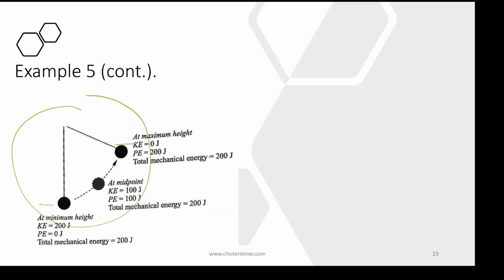And then they tell you that the total mechanical energy is 200. When it's at the lowest, the kinetic energy will be 200 joules. Then PE will be 0. The total mechanical energy is KE plus PE, so it's still 200. When it's at the maximum height, then it will be PE maximum, which is 200. Kinetic energy is 0 because it's not moving. Then the total mechanical energy is still 200.